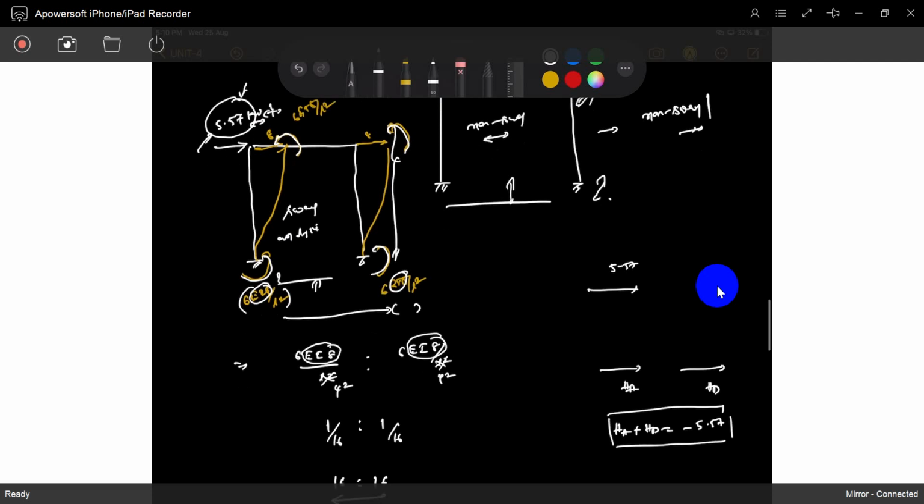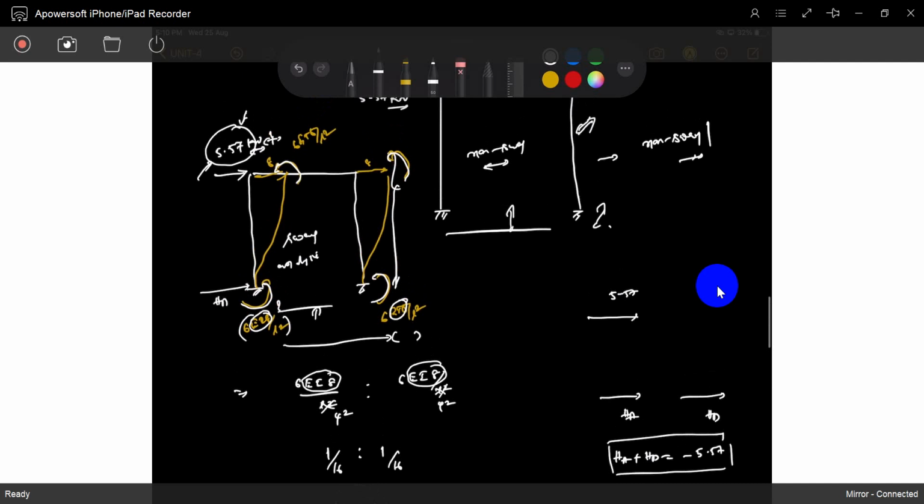That's it now. HA here. So if you take HA, this HD, now you can observe HA plus HD plus 5.57 should be equal to 0. That's it, if you expect it.